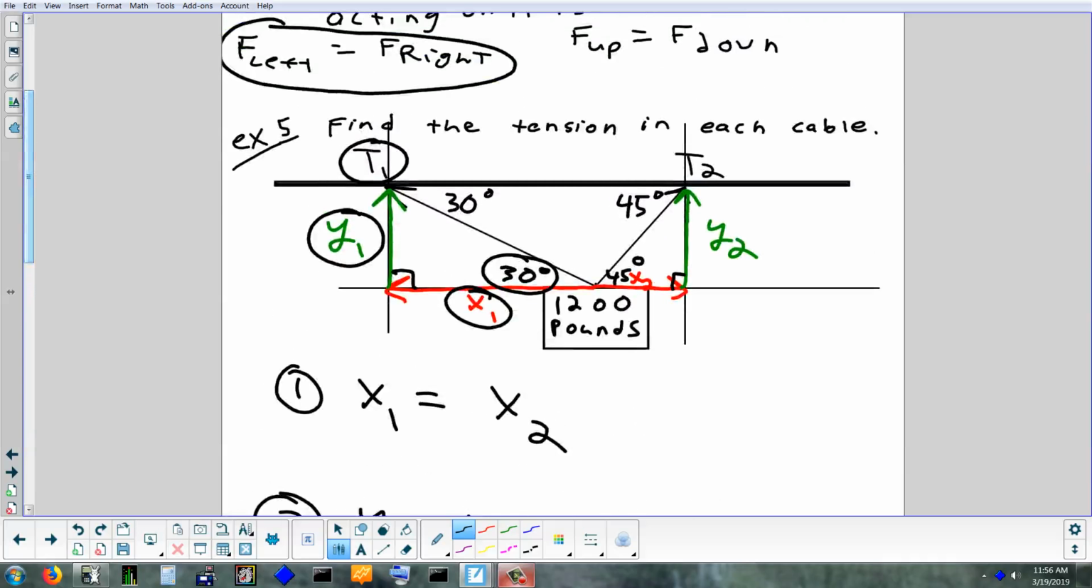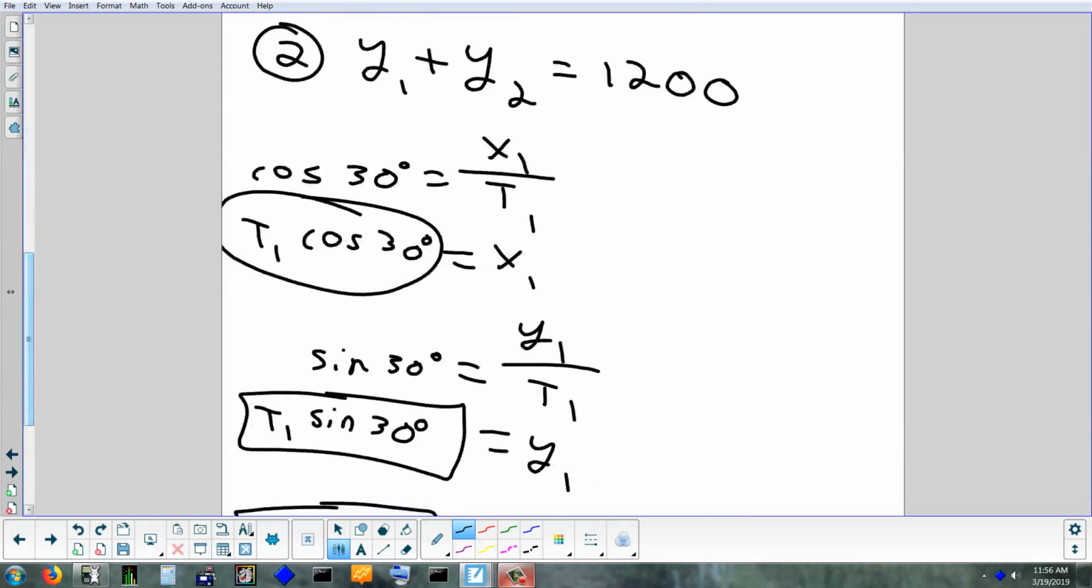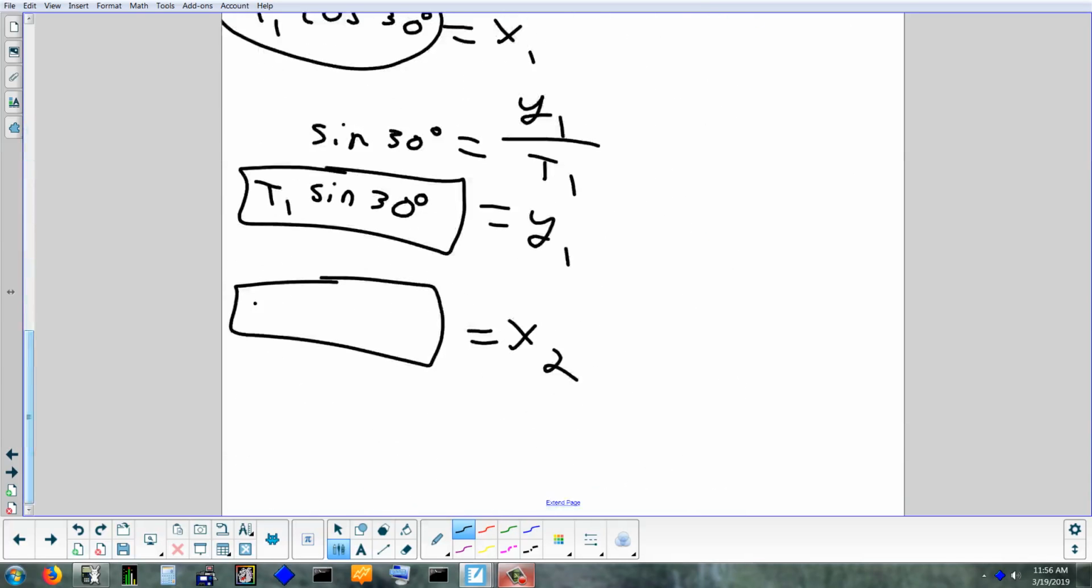Yep, T2. And what's the angle that I'm using? 45. So one of them is going to be T2 cosine 45. The other one's going to be T2 sine 45. Let's look at which one's which. The x has the cosine. So T2 cosine 45. The other one, T2 sine 45.